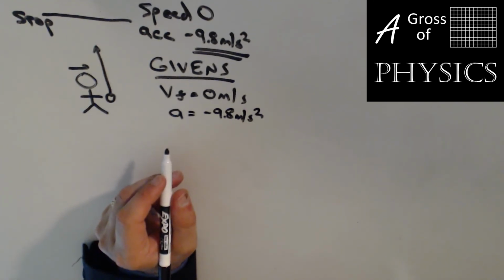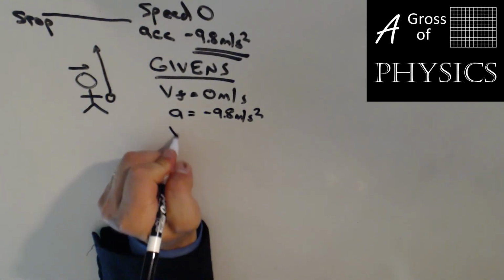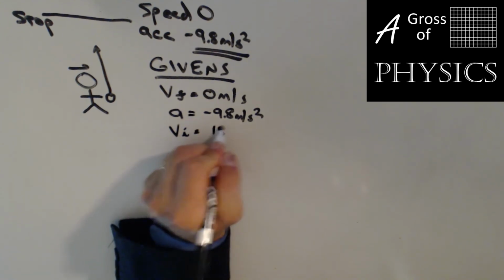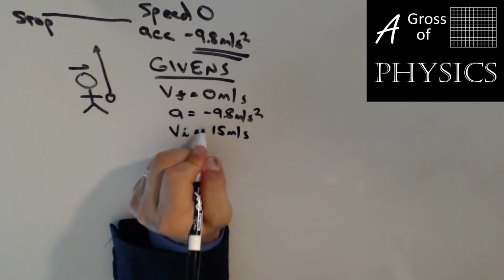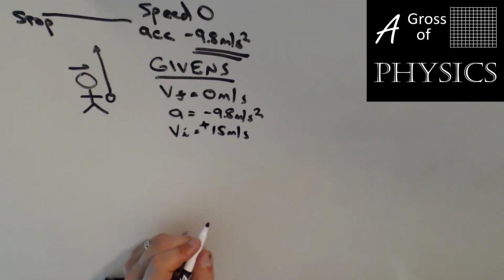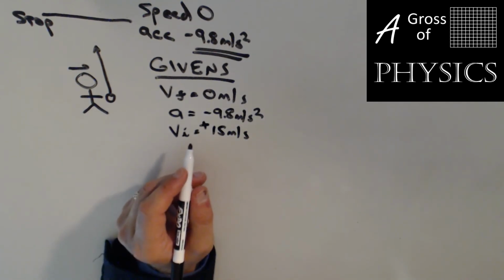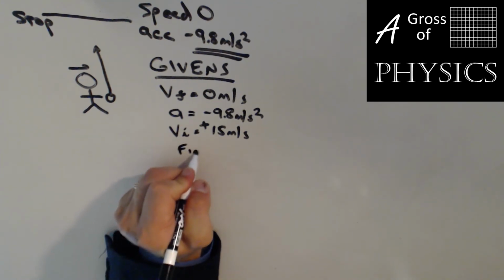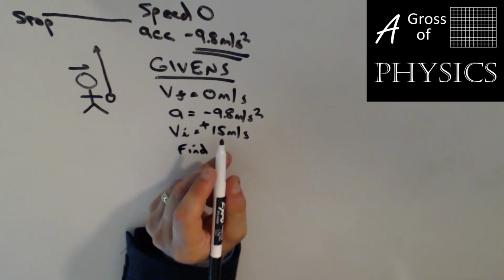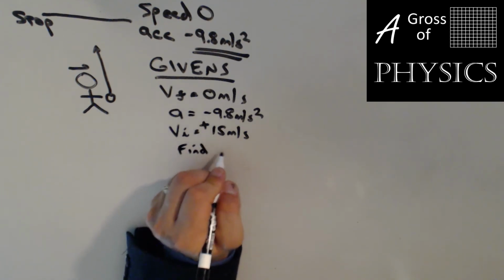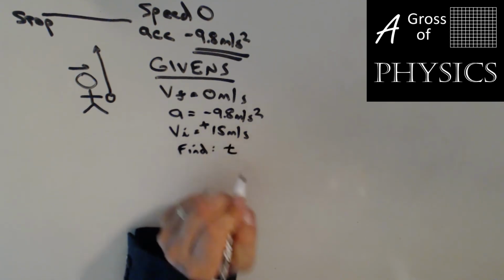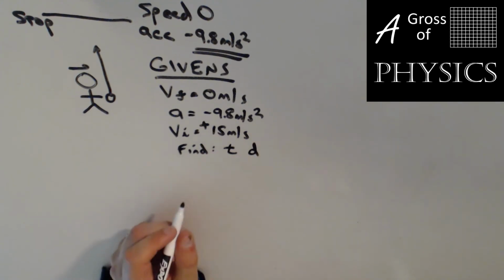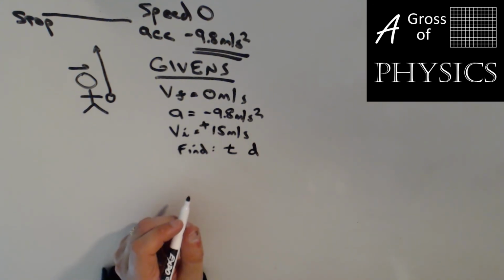There was one other variable given, which was VI, 15 meters per second. Since I'm throwing it upward, positive. Of course, the default is positive, but I just want to write that to denote that we know it's positive. And what we're looking for, we're going to find how long will it take and how high will it be. So that means we're going to try to find time and displacement. And what I'm going to do is start with t, just because it's the first one I'm looking for.